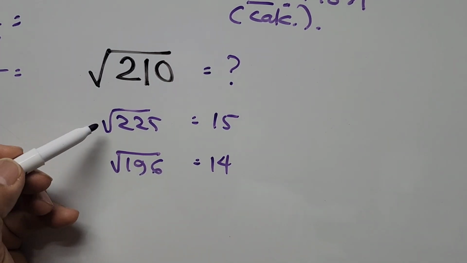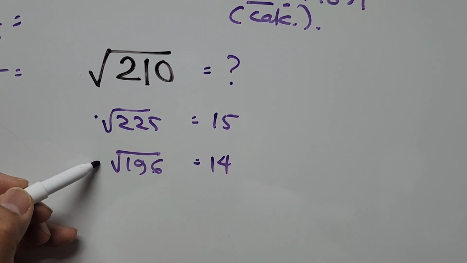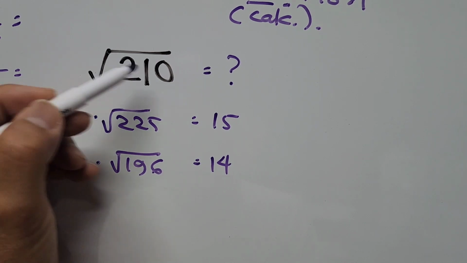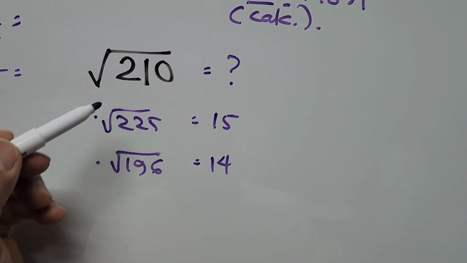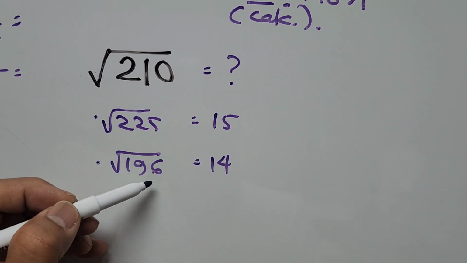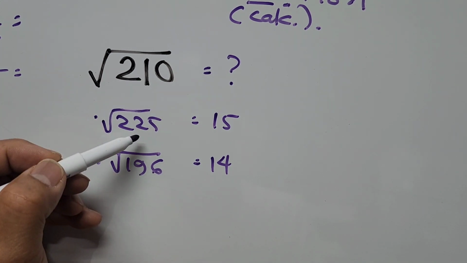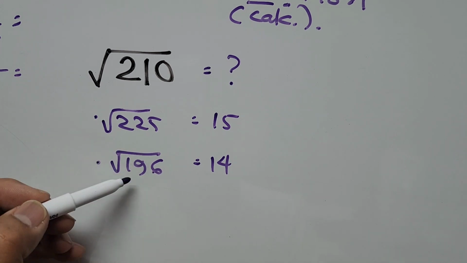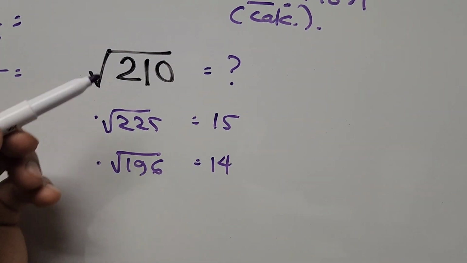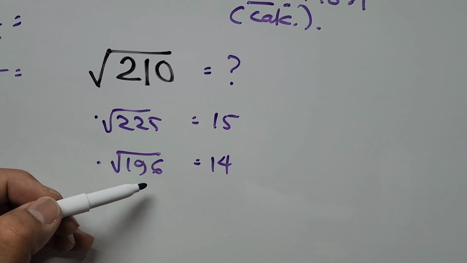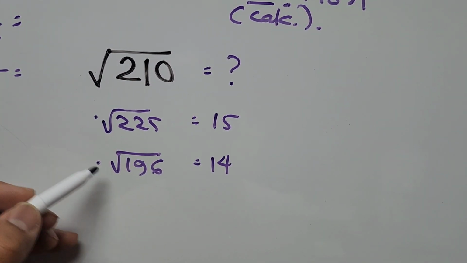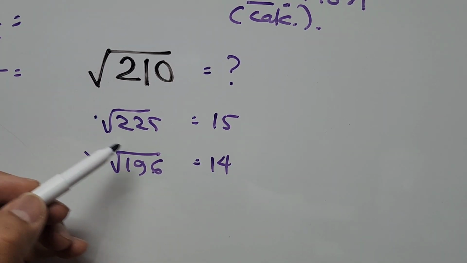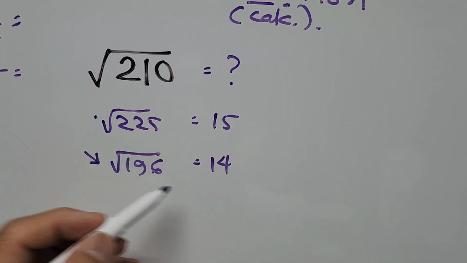So here, square root of 225 and square root of 196. Which of these is closer to the square root of 210? Is it 225 or 196? Here's 15, right? 210 versus 225, that's 15. And 196 compared to 210, that's 14. So the square root of 196 is closer to the square root of 210 than the square root of 225. So we'll be using this value.